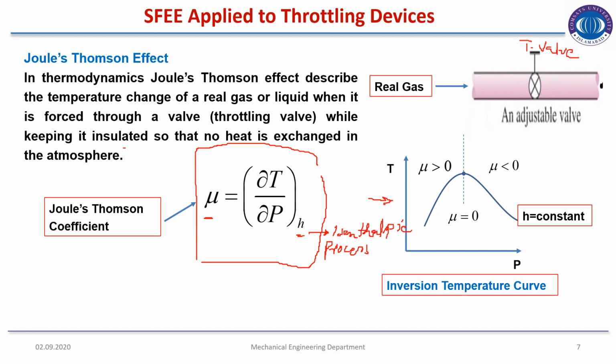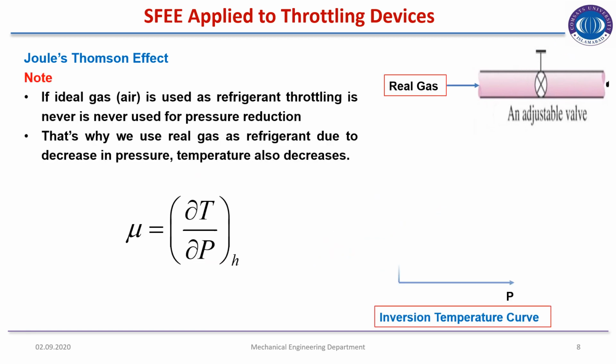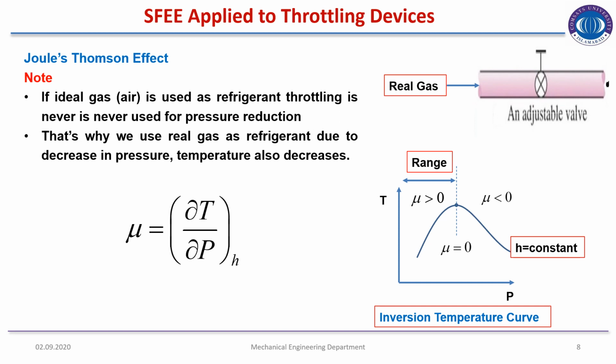So that was the curve that was obtained after certain experimentation. This curve is known as the inversion temperature curve, and that blue line is drawn for constant enthalpy. We will discuss this curve in the next slide as well. Now, in our case, first we will discuss the right side portion, when the value of mu is less than 1.